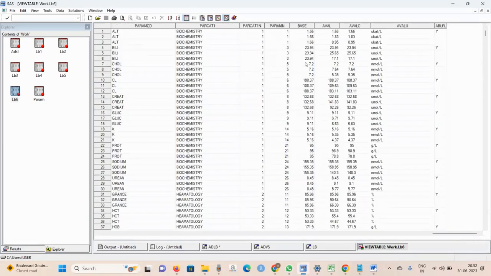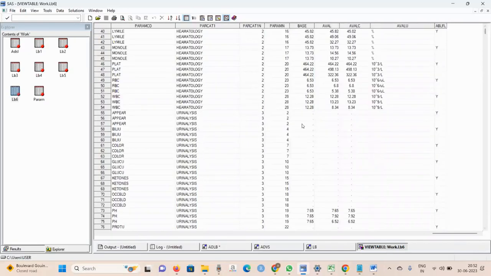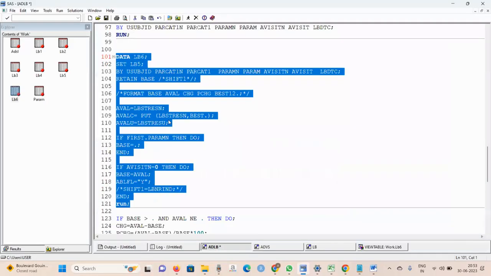Okay, you see the base. So whatever the AVAL value you have comes here, and wherever something is missing, there you will have missing. You see here. This is the reason I put retain for this period, because there are missing values there. So that's the reason I keep retain for those ones. And I did the same thing with the shift one.